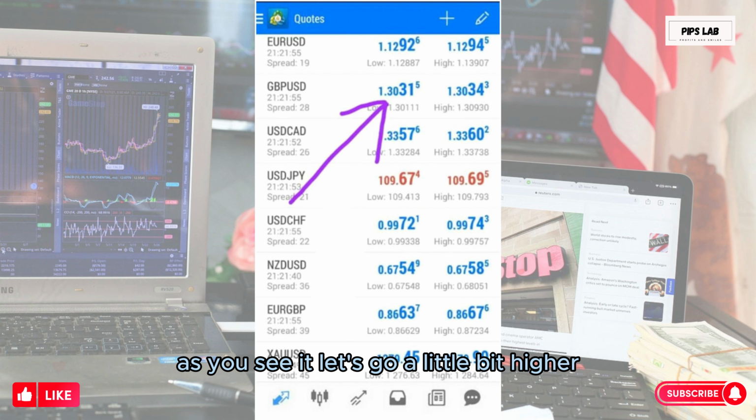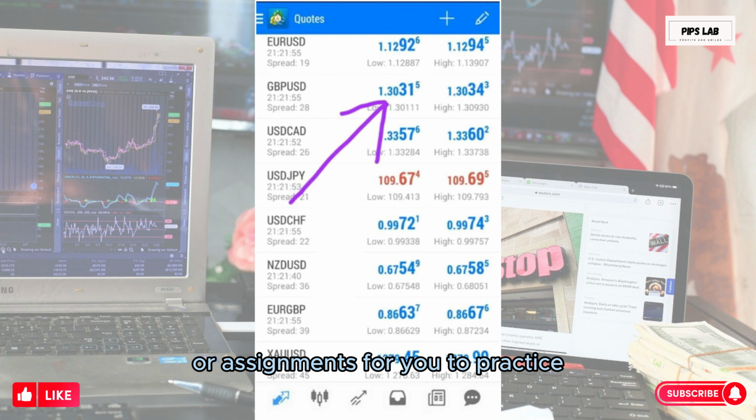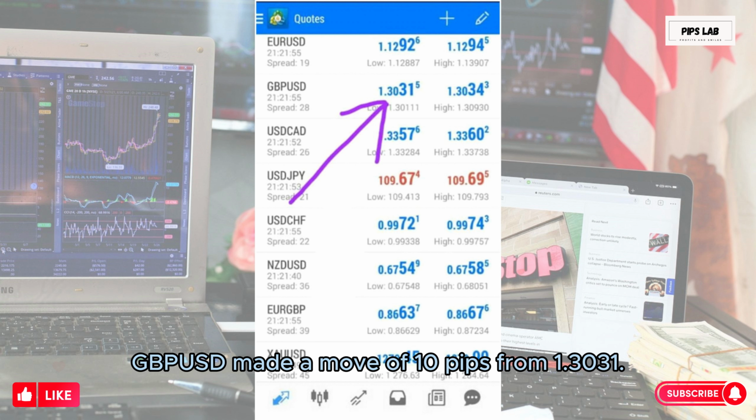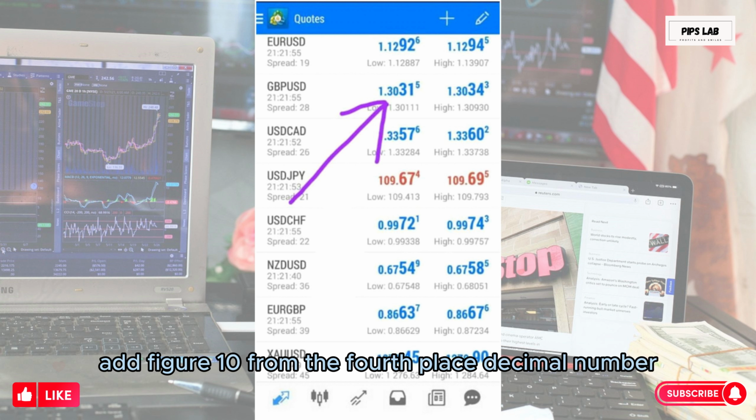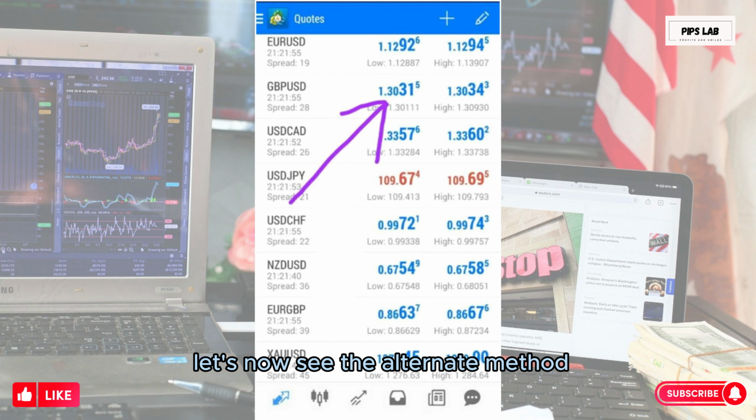Let's go a little bit higher. As I said earlier on, I would give you some trials or assignments for you to practice after today's lesson, so please take note. Now, assuming we were told that GBP/USD made a move of 10 pips from 1.3031, we would, as usual, add the figure 10 to the fourth decimal place number, and we would have our new value as 1.3041. Let's now see the alternate method again.